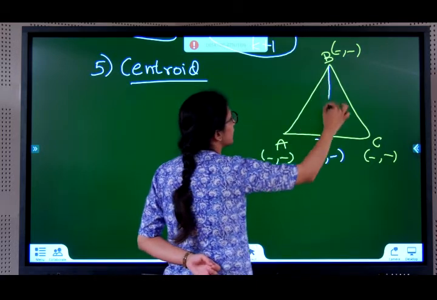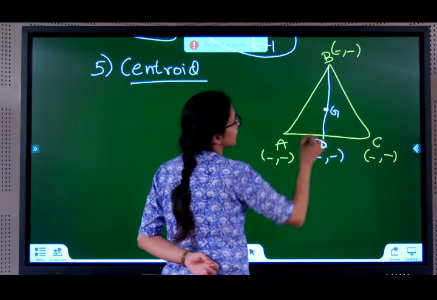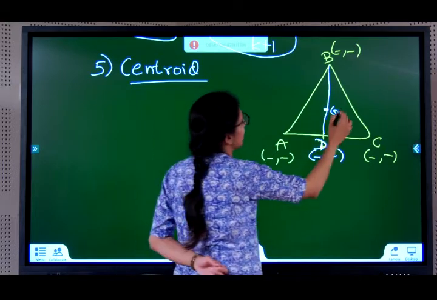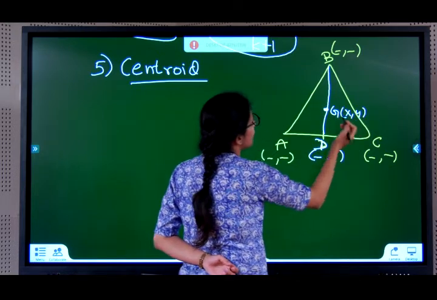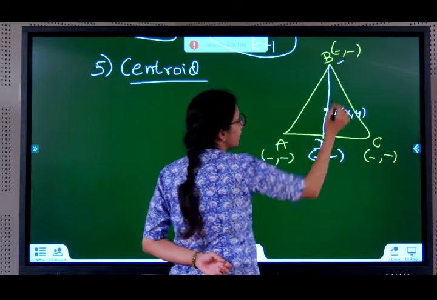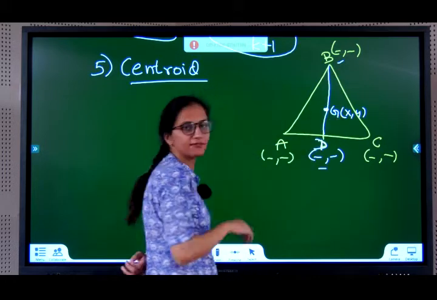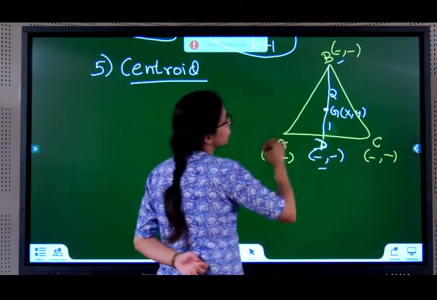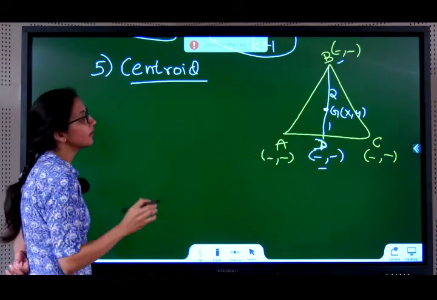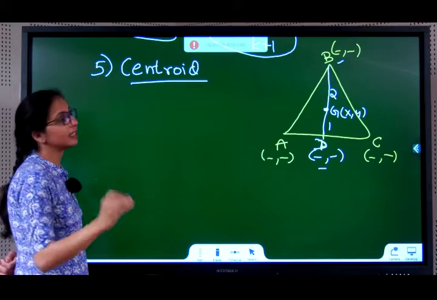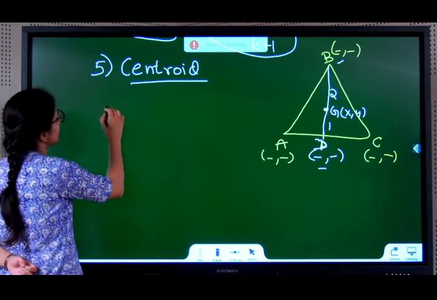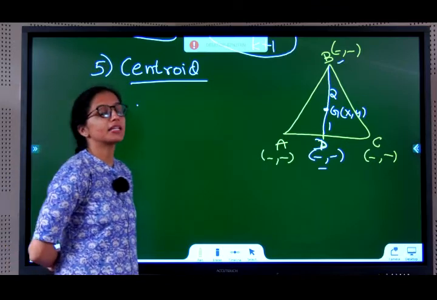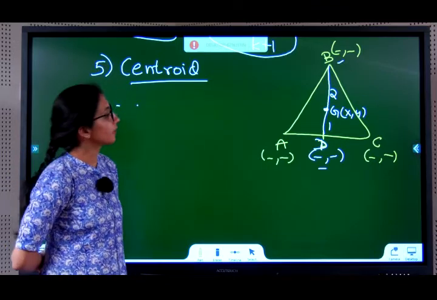Now, if I join B to D, G will lie on this, agreed? And I want x and y here. To find x and y, I know this point, I know this point. If I know the ratio, I can find x and y using the section formula. Do I know the ratio? Yes, 2:1. How? The centroid divides the median in the ratio of 2:1. Please write down, the centroid divides the median in the ratio of 2:1, and then you can find G.